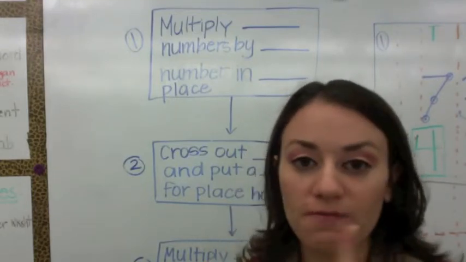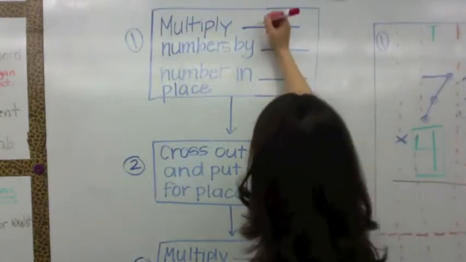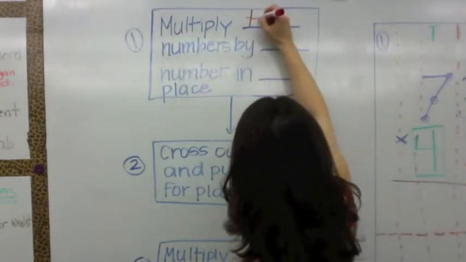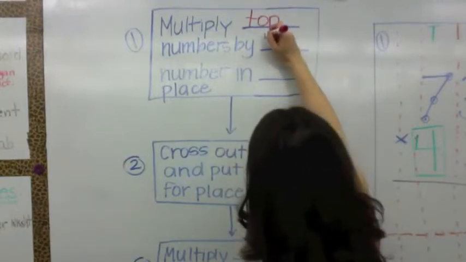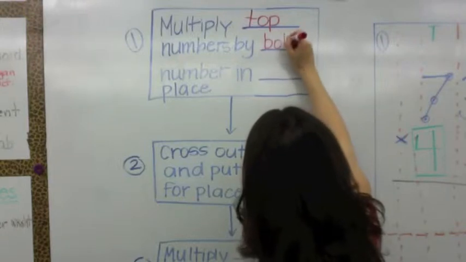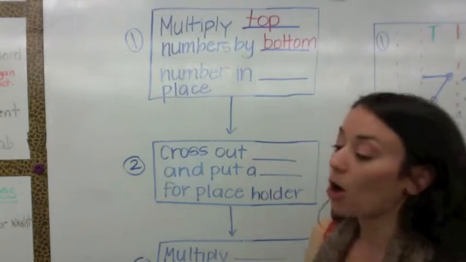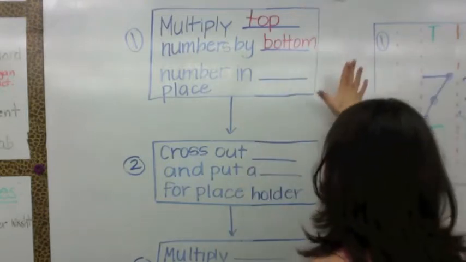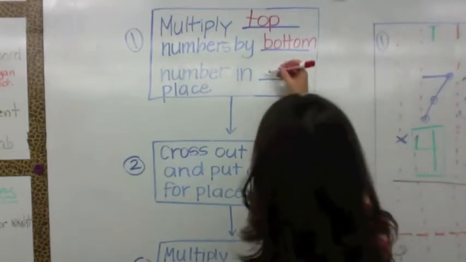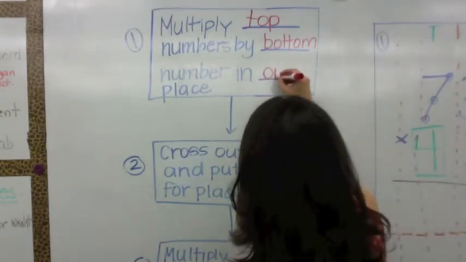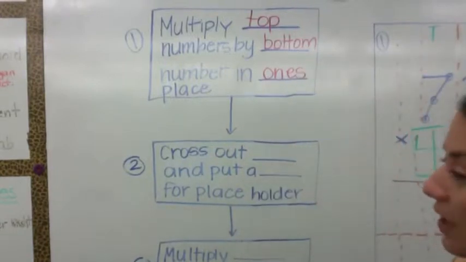So we're going to start with the first step, and the first step is to multiply the top numbers by the bottom number, and you're always going to start with the number that is on the right, the number that's on the what? On the right, and that's in the ones place. Very good. Okay, go ahead and get that down.